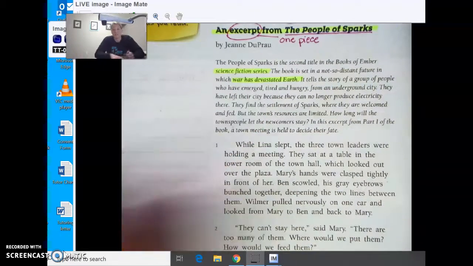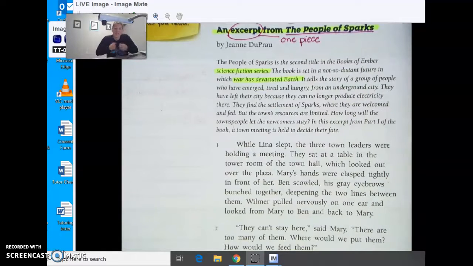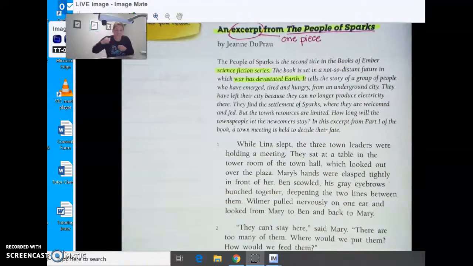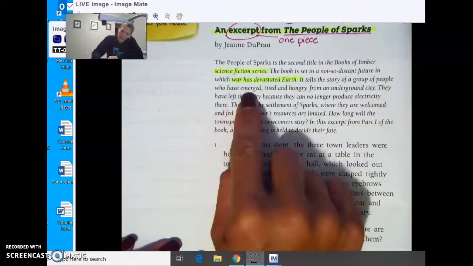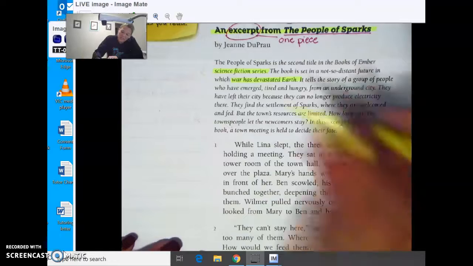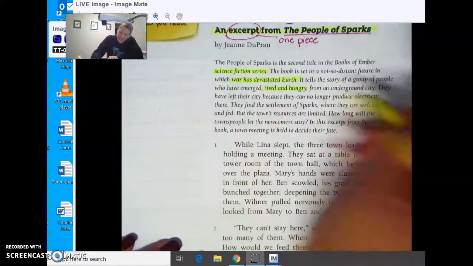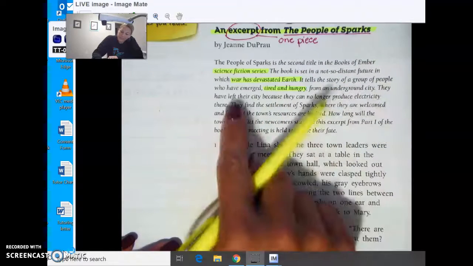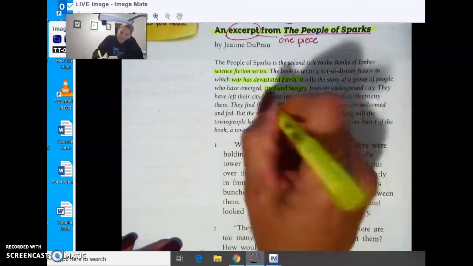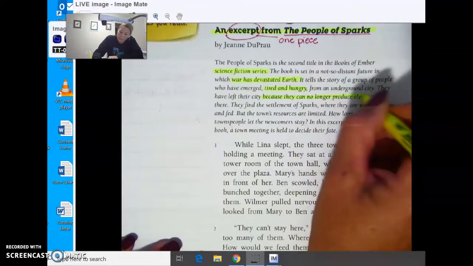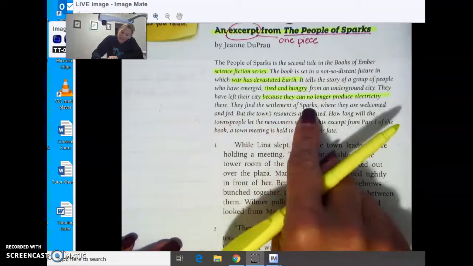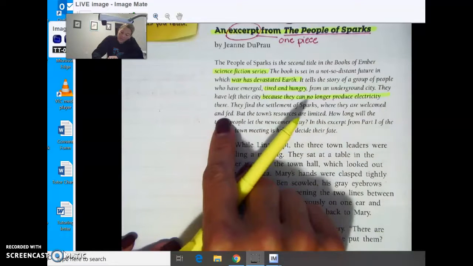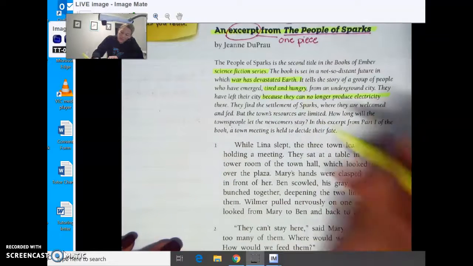Devastated to me sounds like, and my students and I talked about this Friday, connotations or feelings. Devastated has a very negative feeling to me. Doesn't sound like something good. It tells the story of a group of people who have emerged tired and hungry from an underground city. They left their city because they can no longer produce electricity there. They find the settlement of Sparks, where they are welcomed and fed. But the town's resources are limited.